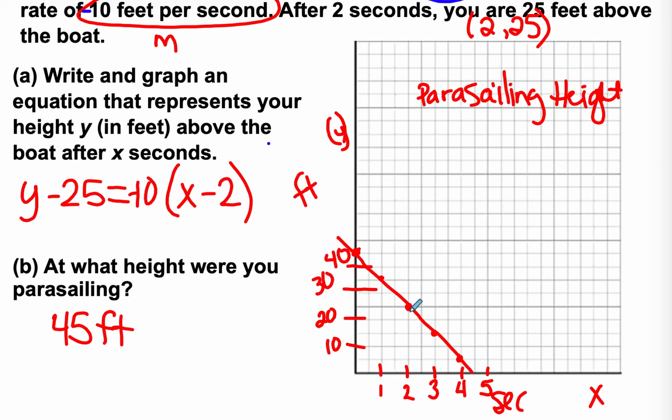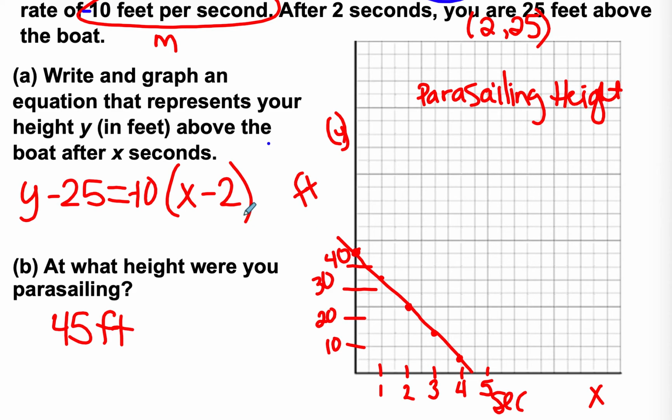Negative 10 means going down 10 and over 1. So that would be like (3, 15). Down 10 over 1 would be like (4, 5). And I could work backwards to figure out where my y-intercept is. And the reason why I need to do that is because part B says, at what height were you parasailing? That is going to be 45. That's where my line hit the y-axis.